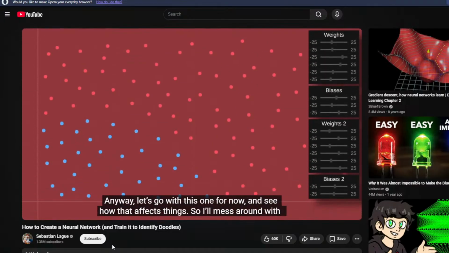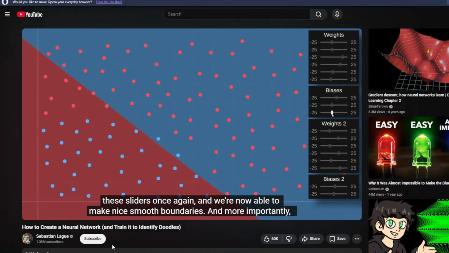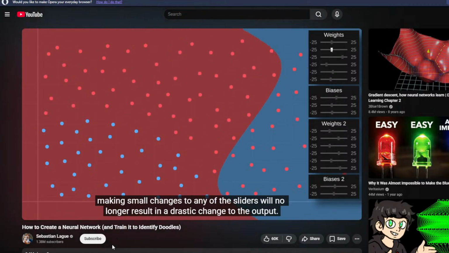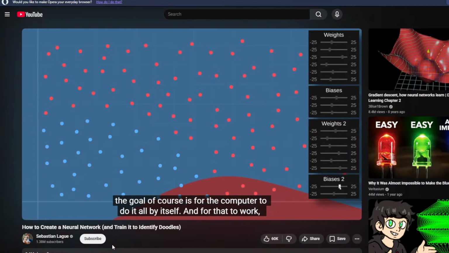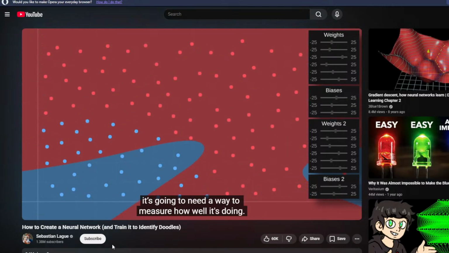So I'll mess around with these sliders once again, and we're now able to make nice smooth boundaries. And more importantly, making small changes to any of the sliders will no longer result in a drastic change to the output. Anyway, as fun as it is trying endlessly to train this network by hand, the goal of course is for the computer to do it all by itself.